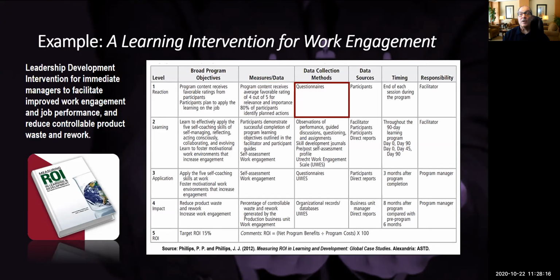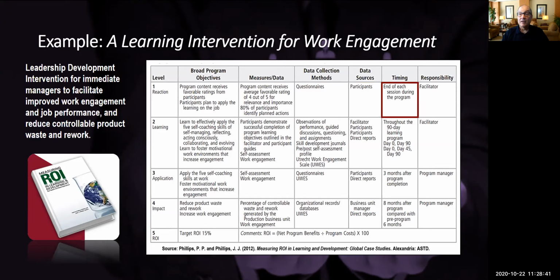Data collection methods, questionnaires, that's how we're going to do it. Where does the data come from? When you talk about where data comes from, think about people that you need to contact or talk to or extract in some way, shape, or form the data. In this case, it's going to be the participants of the learning intervention of that leadership development program.